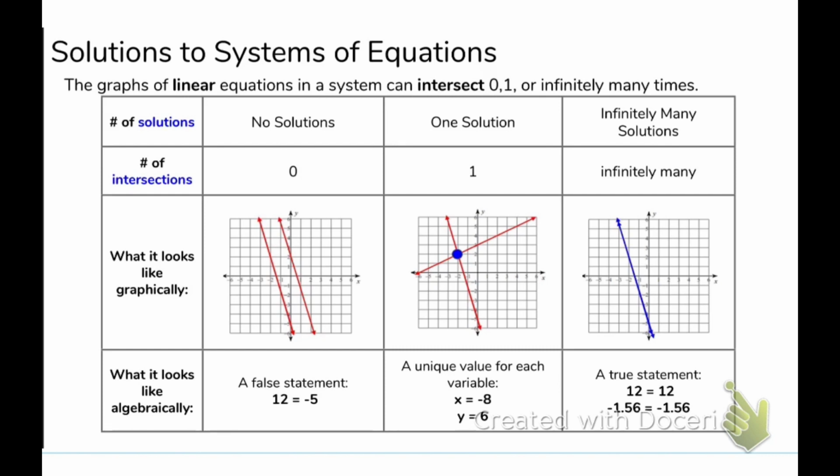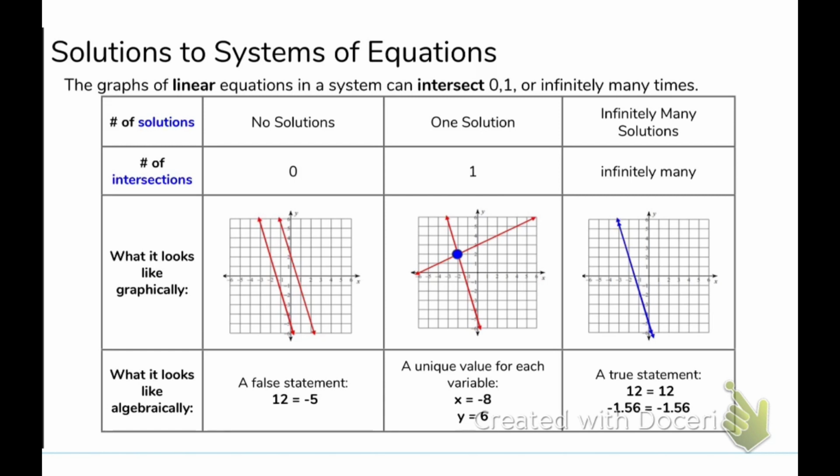One solution, again, you have one solution. They will intersect in one place on the graph. And it will have a unique value for each variable. So the x will be one number and the y will be a different number. They could be the same numbers, but for each variable you will be able to solve for x and solve for y, and when you put them together, they will satisfy the equation.